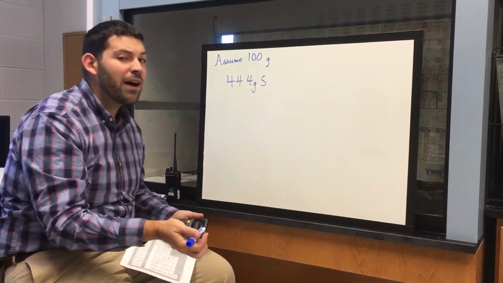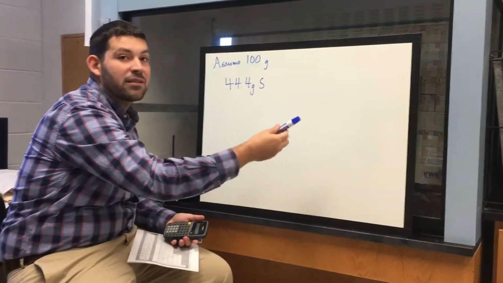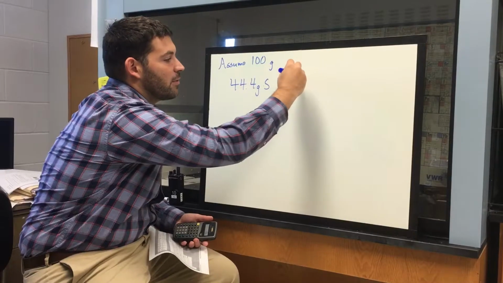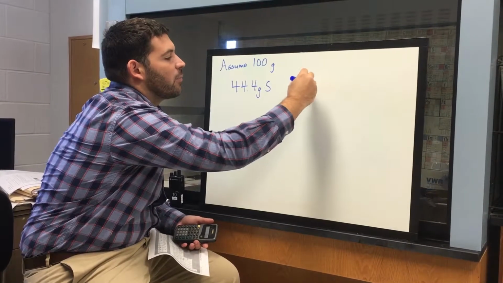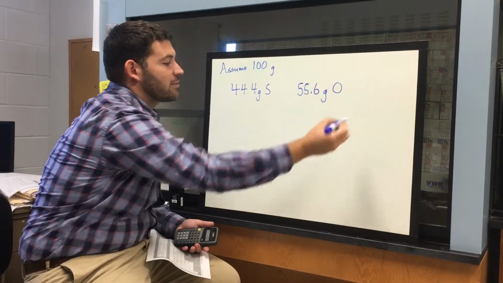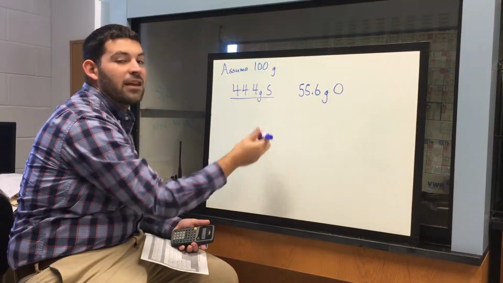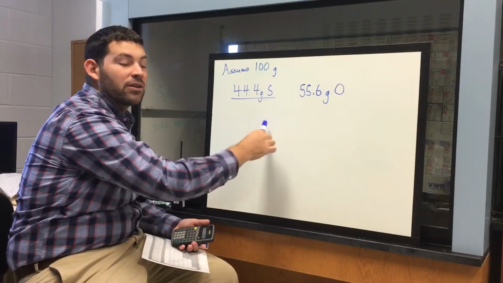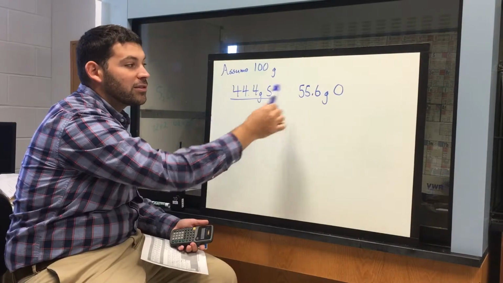So this means we have 55.6% oxygen, and if it's a 100 gram sample, 55.6 grams of oxygen. So now the second step is we have the mass. We're going to divide by the molar mass to get the moles of each element.